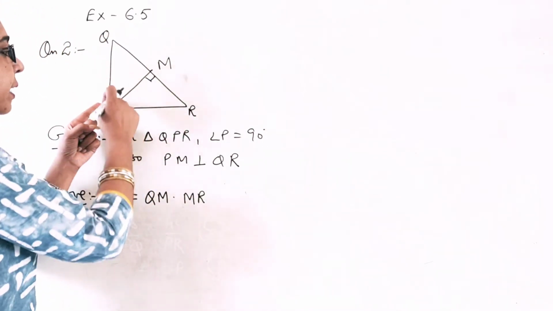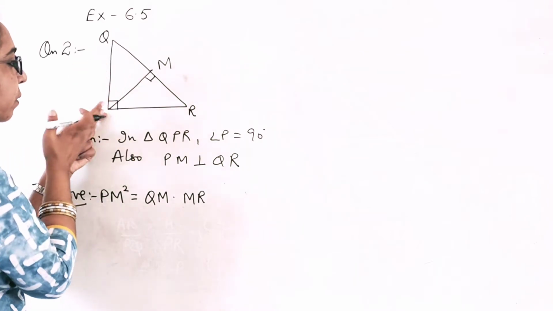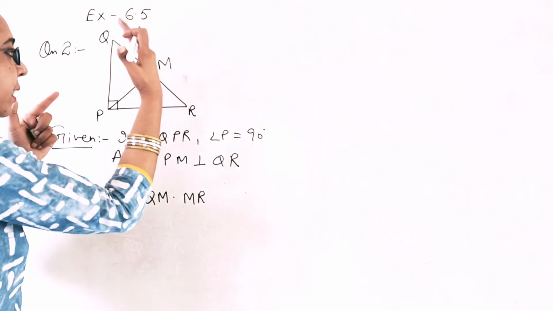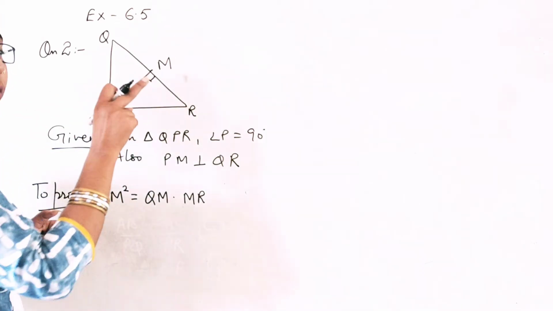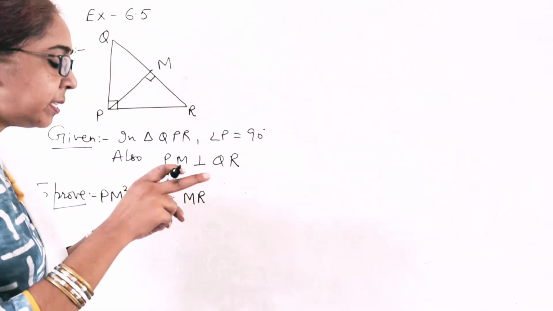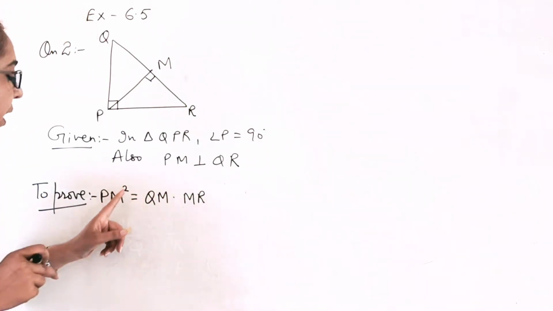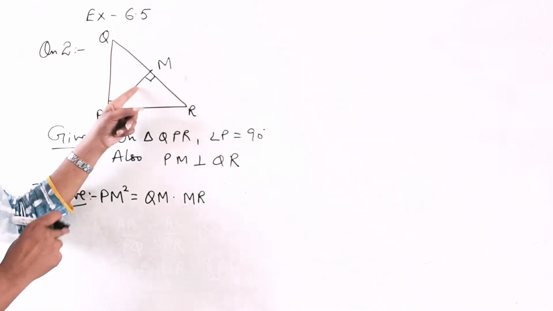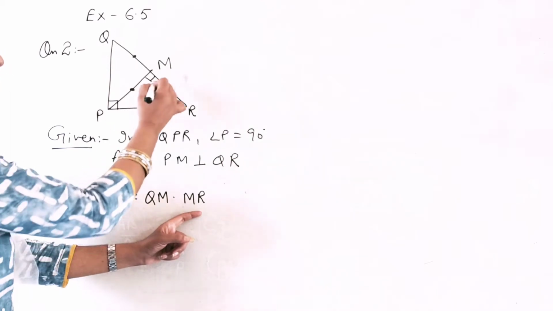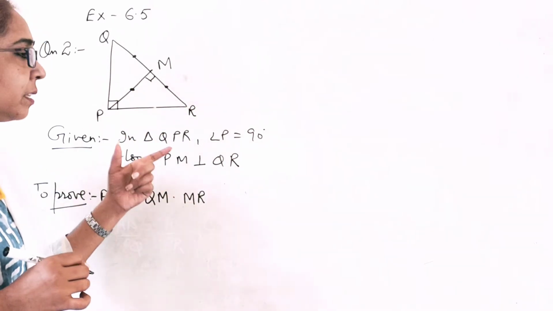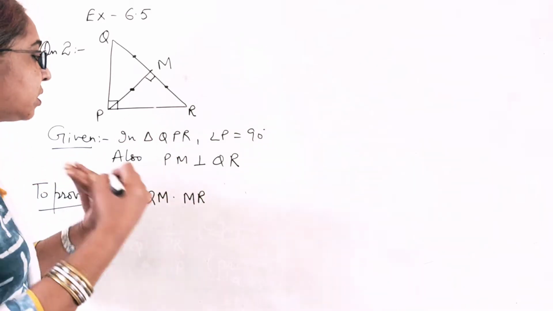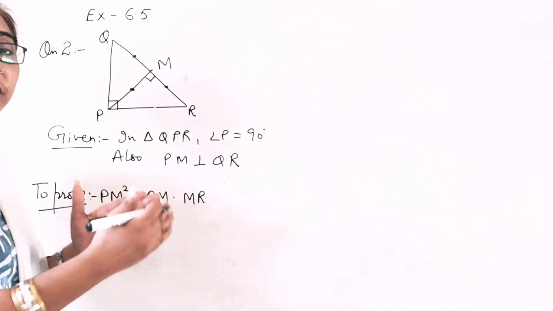Whenever we have a right angle triangle and from the right vertex, a line is perpendicular to the hypotenuse, then these two triangles are similar to each other, and these two triangles are similar to the bigger one. Now let's see what we have to do here. We have to prove that PM square, that means this side, is QM times MR. Out of those three, which set do I have to take? Which set will give me this result after taking the ratios?